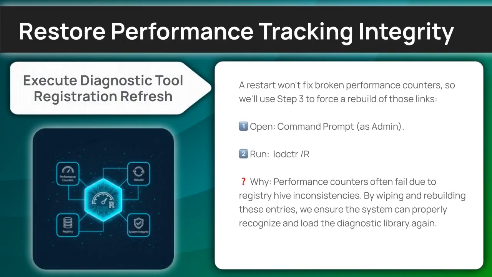A restart won't fix broken performance counters, so we'll use step 3 to force a rebuild of those links. First, open command prompt as admin. Second, you're going to type lodctr /r, then hit enter. Why are we doing this?